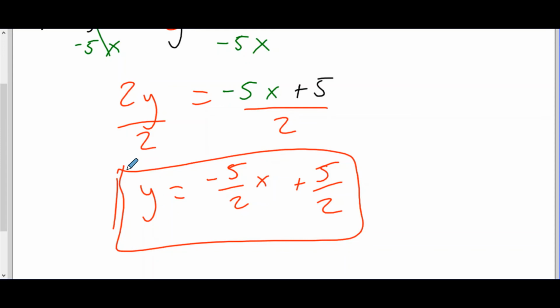Now, occasionally on a multiple choice question, you might see it written as one big fraction like this. For functions, this is what we're going to prefer. But again, if it's multiple choice, this is still a correct answer.